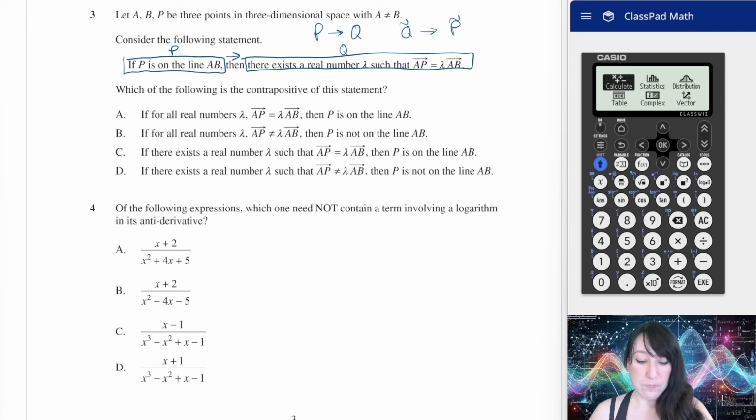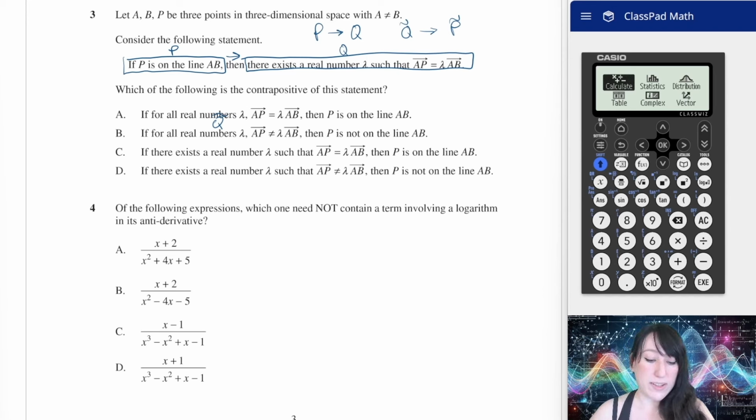But in part B, it says for all real numbers lambda, vector AP is not equal to lambda times the vector AB, that means there does not exist a real number lambda such that that's true. So this first part is equivalent to not Q, and of course we need then not P.